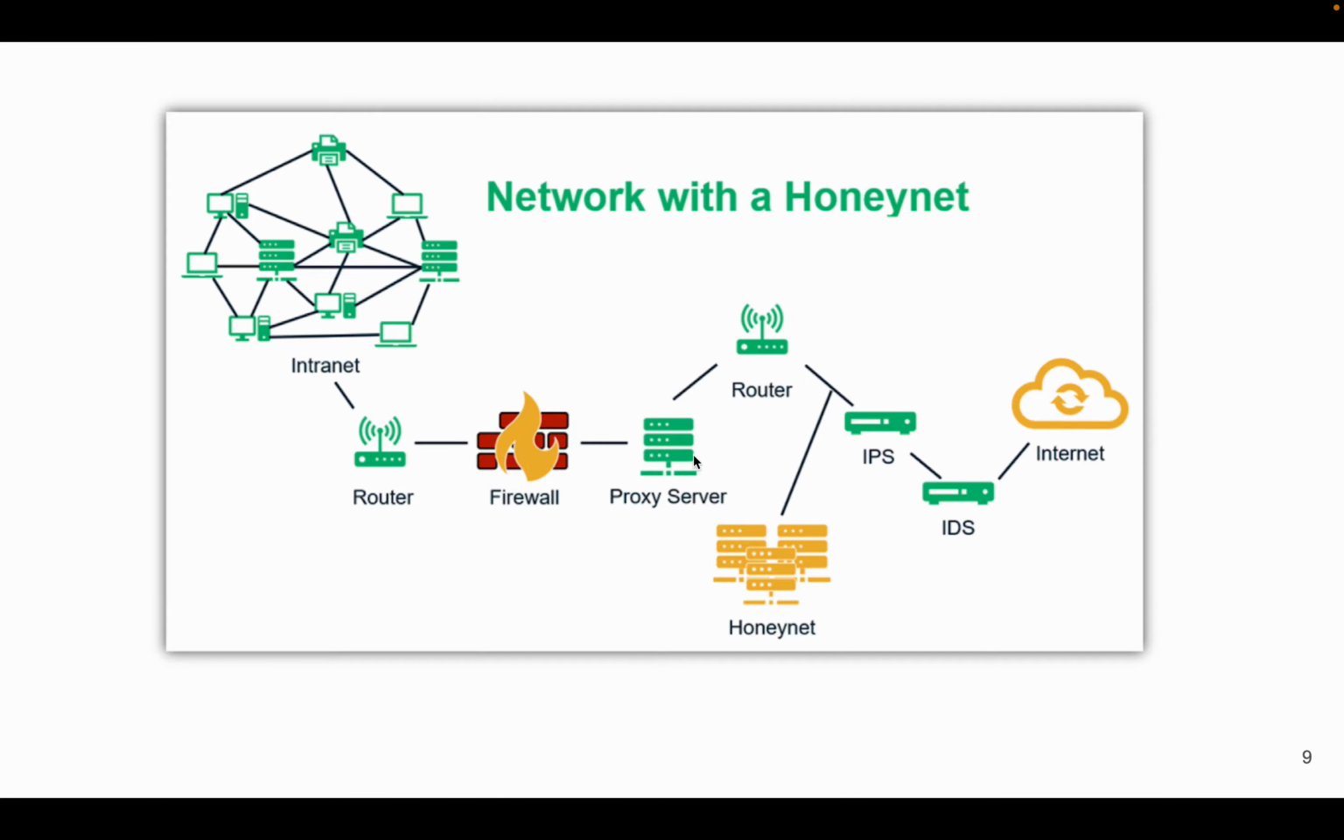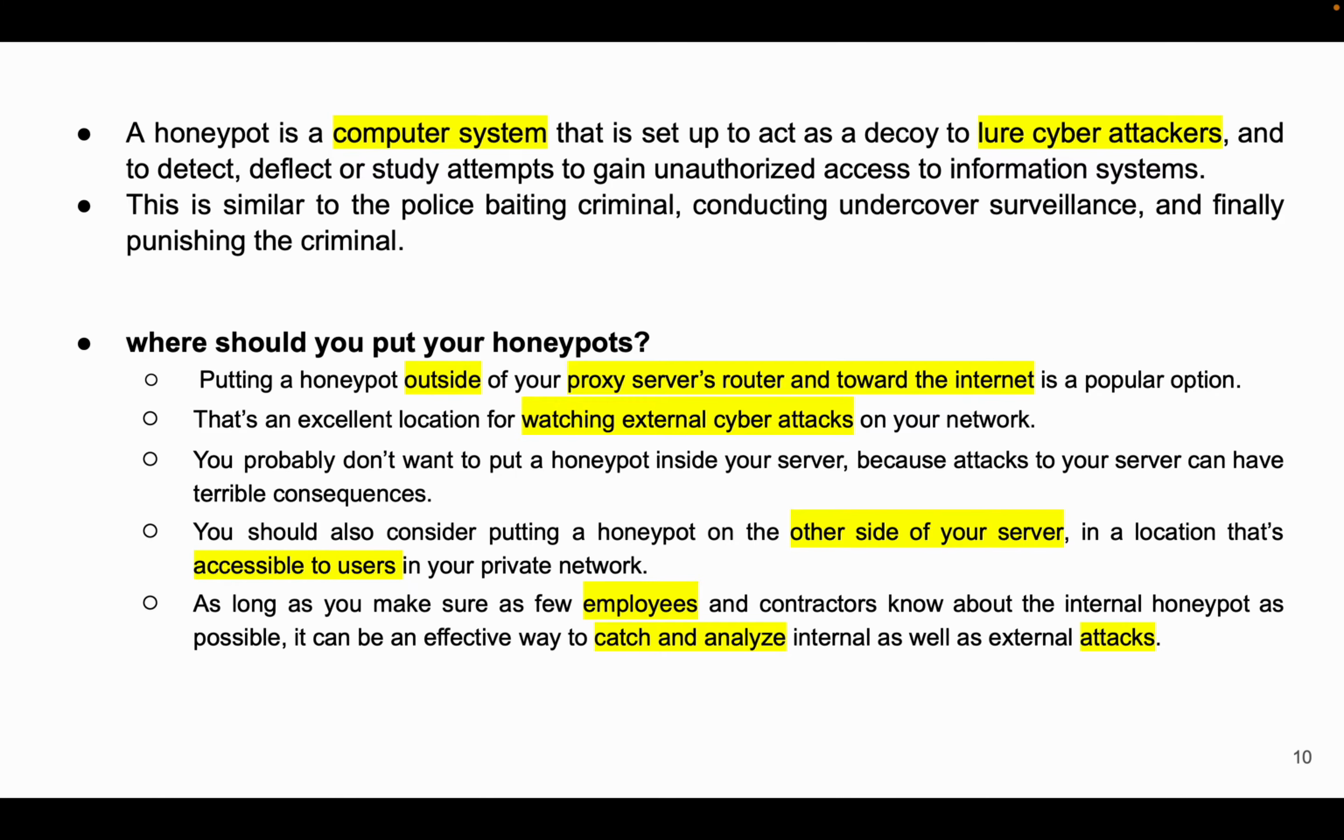So we will put a proxy server after the firewall and connect it with the router, make the firewall more reliable, and then connect it with the internet. So this is known as the honeypot method. So what is the honeypot? A honeypot is a computer system that is set up to act as a decoy to lure cyber attackers and to detect, deflect or study attempts to gain unauthorized access to information.